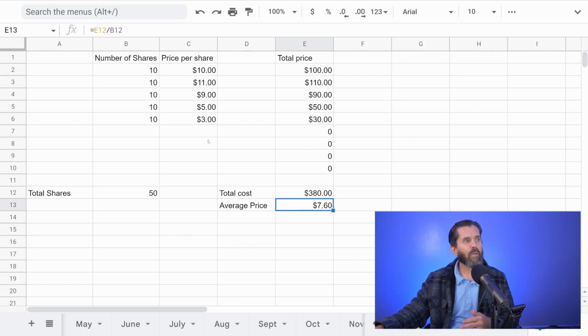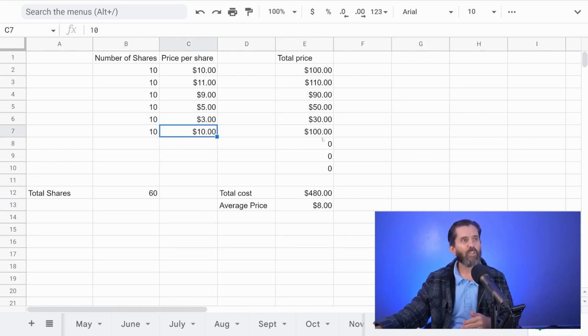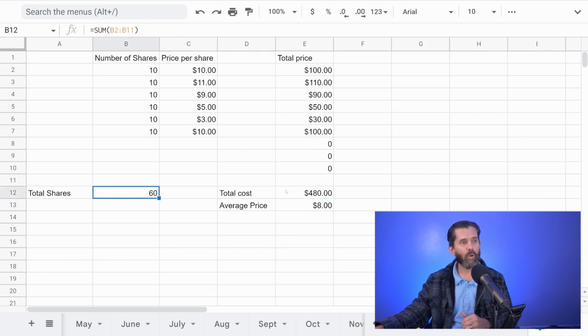Now, let's say that thing goes back up though. Now you buy another 10 shares and it goes back up to what it was originally, which is that $10 amount. The good news is that you have $480 in there. Your average share price is $8. You literally sell all of your shares now. You have 60 total shares. If you sold all of your 60 shares for $10 each, you would literally make $2 each, or $120, because 60 times $2 is 120. You'd make money.